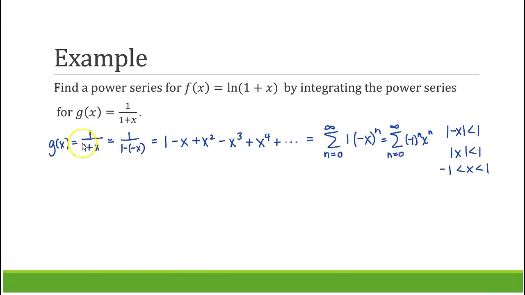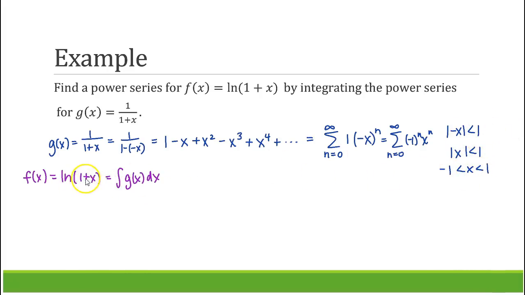And now we have to think about, well, what is the relationship between g and f? Well, we're actually told it. There's integration involved. So to go from g of x to f of x, which we're trying to write a power series for, we need to integrate. So we can go ahead and write that f of x, which is natural log of 1 plus x, is obtained by doing the integral of my g of x function. All right, so my g of x function is that 1 over 1 plus x. Now technically there would be absolute values. The integral of 1 over 1 plus x would be natural log of the absolute value of 1 plus x. But we can see that this is only happening over -1 to 1.